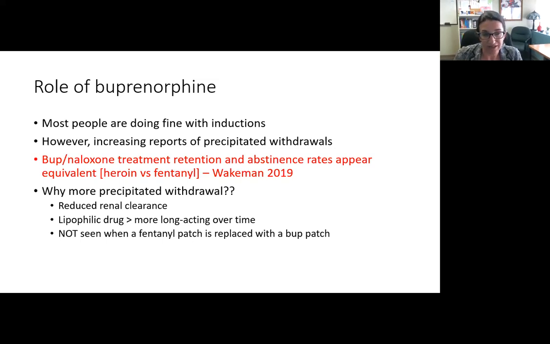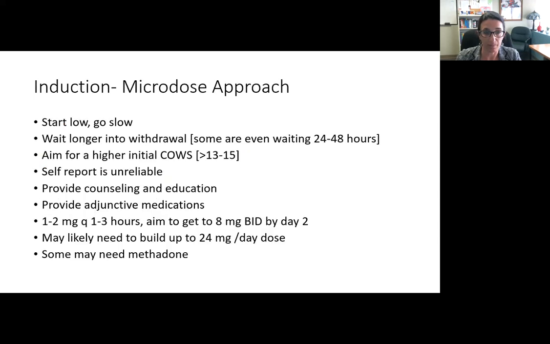We don't fully understand why we see more precipitated withdrawal. It's possible it's due to reduced renal clearance with fentanyl. Possibly that it's a lipophilic drug, so more long acting over time. And interestingly, it's not seen so much when a fentanyl patch is replaced, and this is what we tend to see in inpatient settings with a buprenorphine patch. So it seems to be with the sublingual.